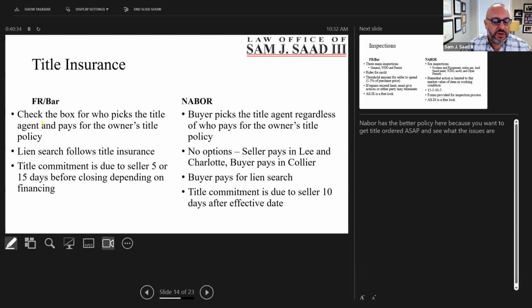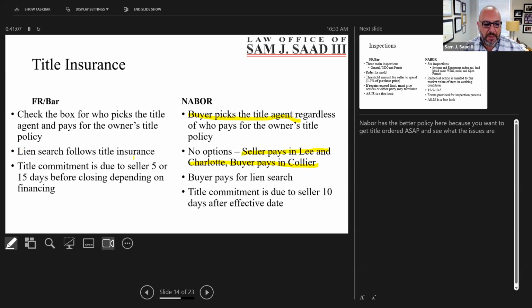Under FRBAR, you check a box for who picks the title agent and pays for the owner's policy. Under NABOR, it's a default that the buyer picks the title agent regardless of who pays for the owner's policy, and there are not any options under NABOR. The seller pays in Lee and Charlotte County and the buyer pays in Collier County. NABOR's contract doesn't address the other counties in Florida just because it's more of a local form. FRBAR, of course, is more flexible.